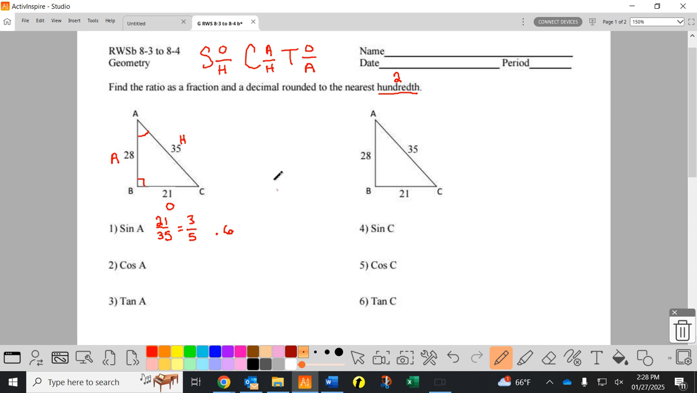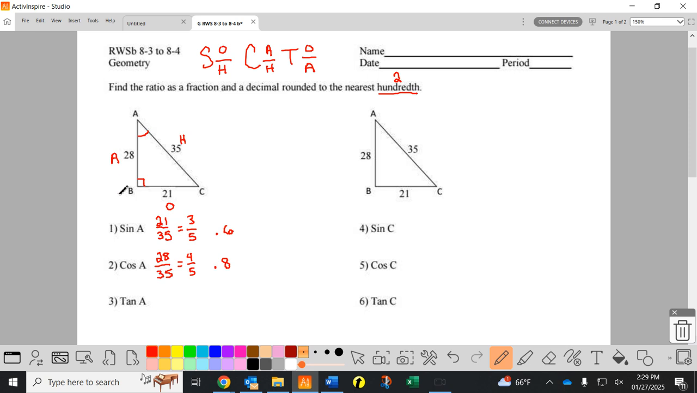Okay, for cosine, we're doing adjacent over hypotenuse. So adjacent here is going to be 28 over the hypotenuse 35. So 28 over 35. Type it in on the calculator. 28 fraction button 35 equals, it's going to reduce it down to 4 over 5. And when you turn 4 over 5 into a decimal, do 4 divided by 5 equals, that's going to give you 0.8. Now again guys, if you can't type these in on your calculator yourself, it's not going to matter if you can copy it down. Please make sure you're doing the calculations as we go on your own calculator.